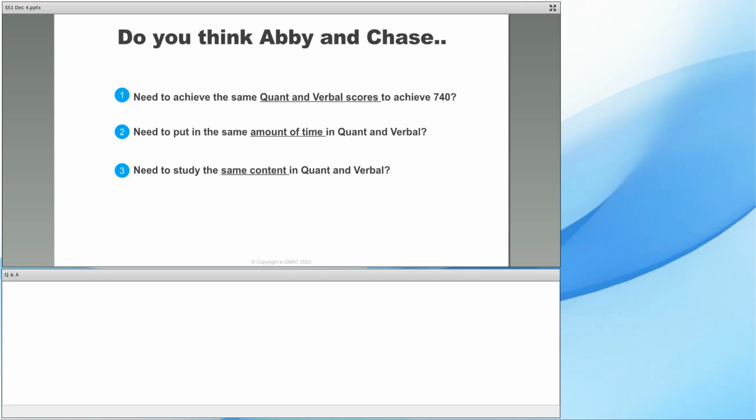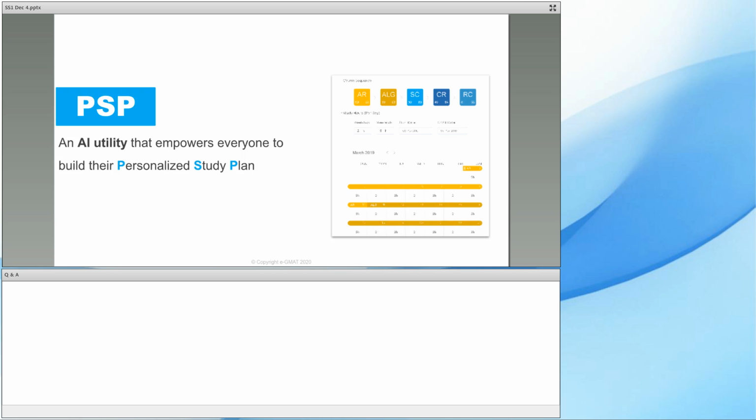Okay. Now, if you're Abby and you're Chase, the answer to each of these 3 questions is no. They're not going to aim for the same quant and verbal scores to achieve a 740. They will not need the same amount of time to get to quant and verbal, and they will not need to study the same content.